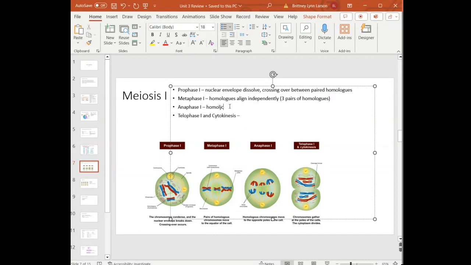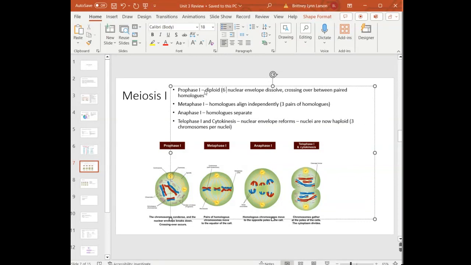In anaphase 1, my homologs separate, so I am not separating the sister chromatids, okay? I am separating the homologs, and they are going to pull to opposite ends of the cell. And then in telophase, the nuclear envelope reforms. But my nuclei are now haploid, so half the number of chromosomes. So they're going to be 3 chromosomes per nuclei, since I started with 6. I'm going to put here 6 chromosomes in my diploid cell.